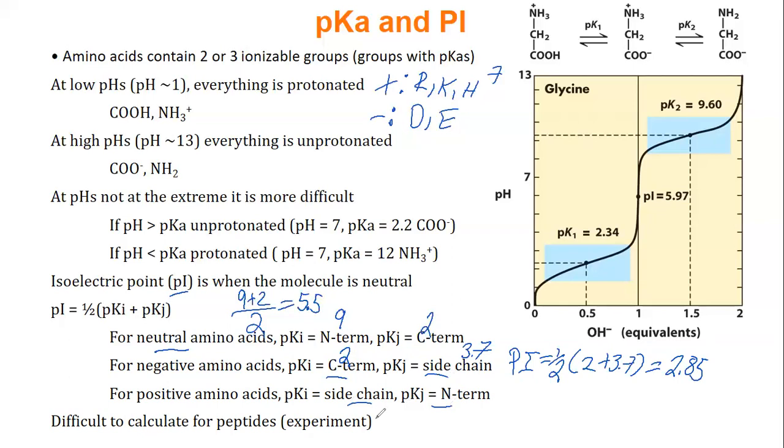So for amino acids, we can determine when it's going to be electrically neutral. Proteins, it's way harder. So you either do experiments, or there are some really complicated calculations done by computers that can estimate at this pH your protein should be uncharged.